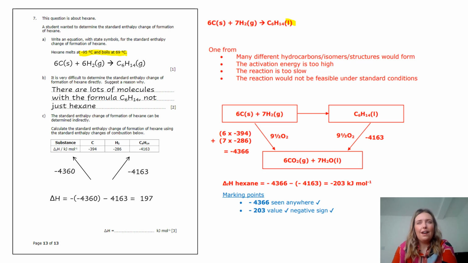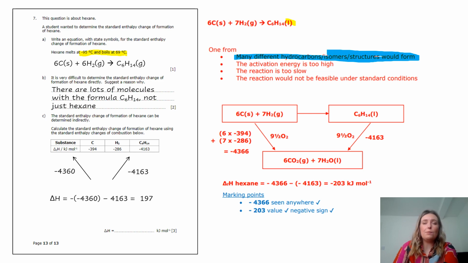Suggest a reason for this. There's all sorts of reasons. My student has gone with the idea that there are lots of molecules with the formula C6H14, not just hexane. This is a tenuous description of this top point, where there are many different hydrocarbons or isomers that would form, not just hexane. I'd be inclined to allow it, but it could be improved just to make it clear that they know that all of these isomers would be forming if we carried out this reaction. We wouldn't be able to carry out this reaction anyway, because it actually would not be feasible under these conditions.